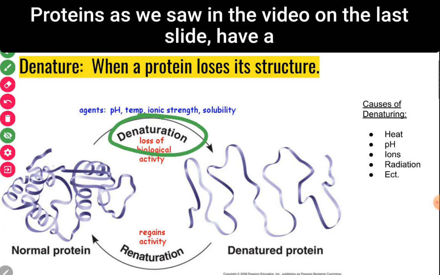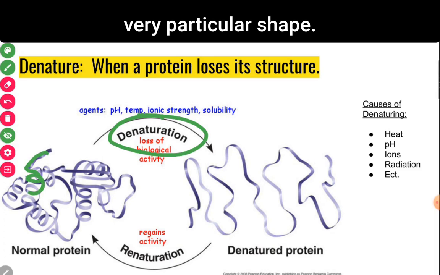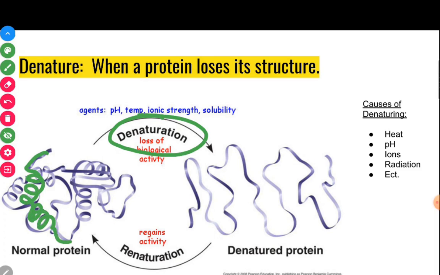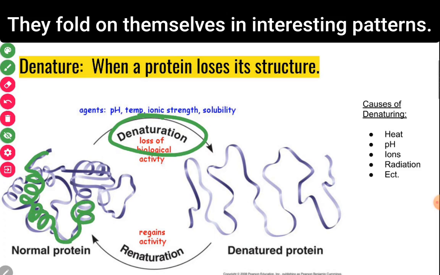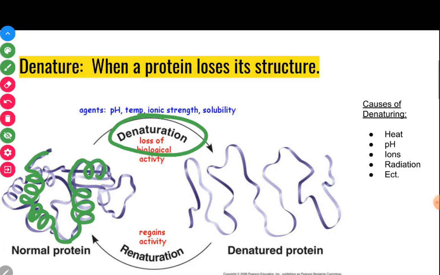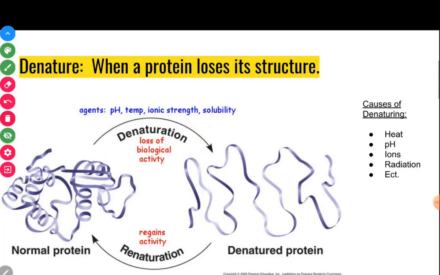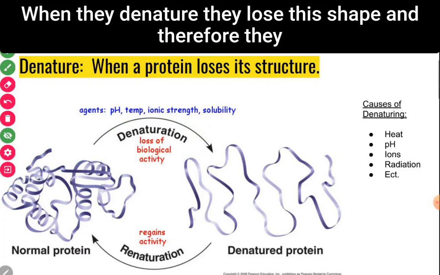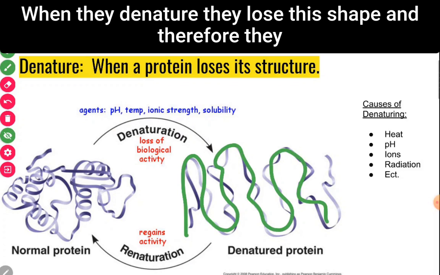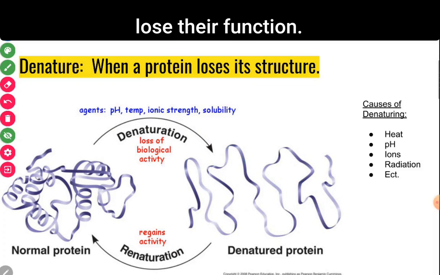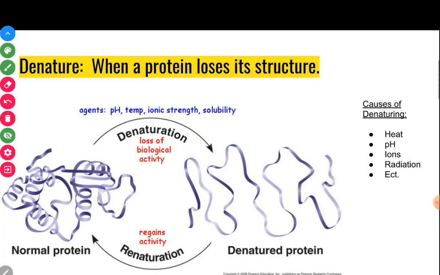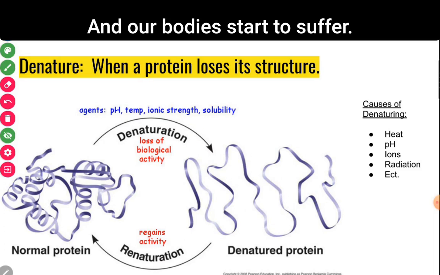Proteins, as we saw in the video on the last slide, have a very particular shape. They fold on themselves in interesting patterns that depend on what amino acids make the protein. When they denature, they lose this shape, and therefore they lose their function. And our bodies start to suffer.